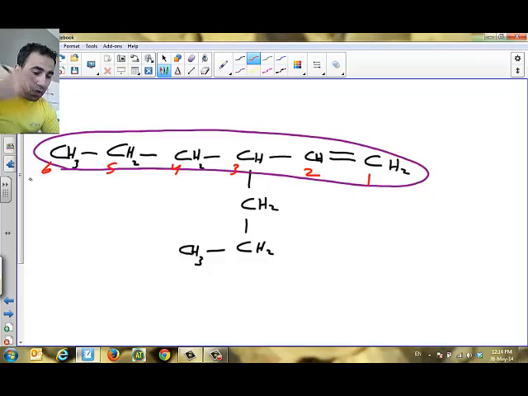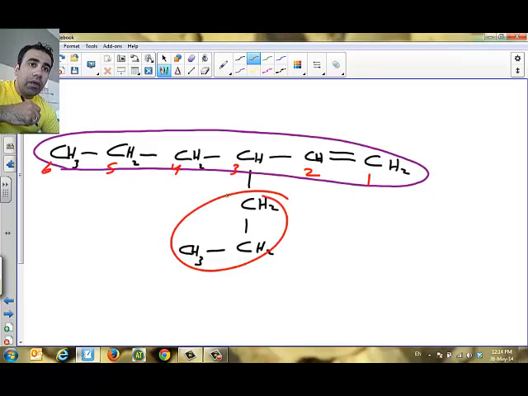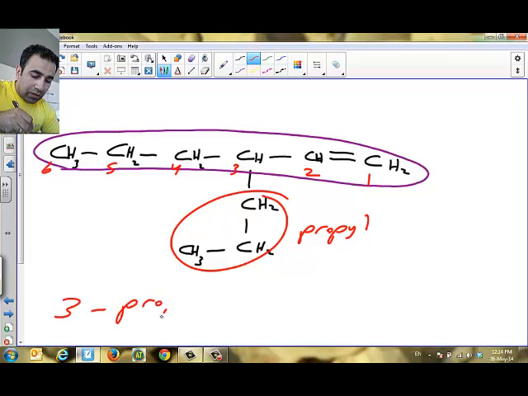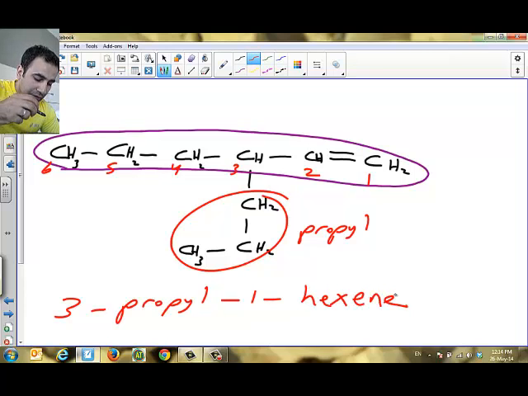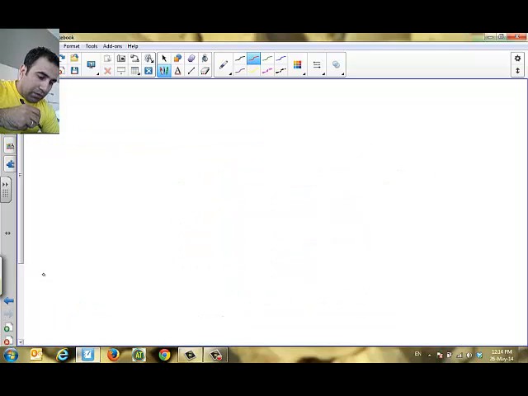Here we have one group with 3 carbon atoms. I'm going to call it propyl. Now the name of the compound will be like this: 3 propyl 1 hexene. Let me take another family.